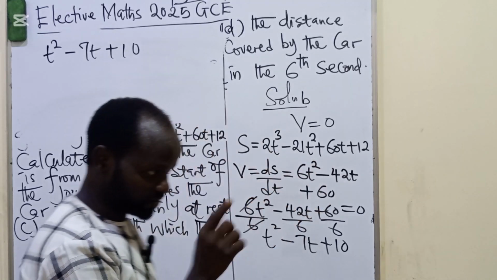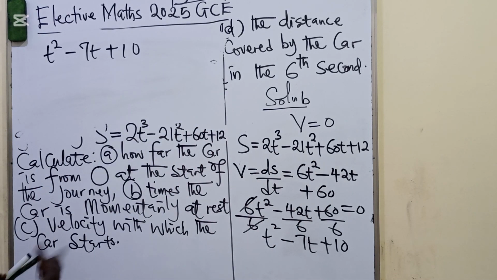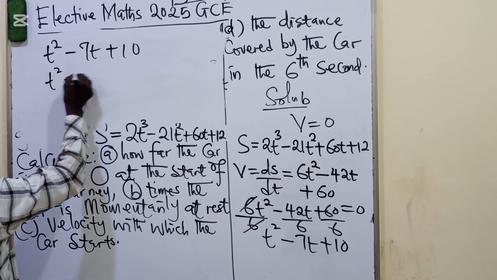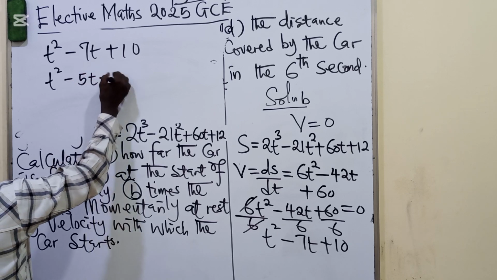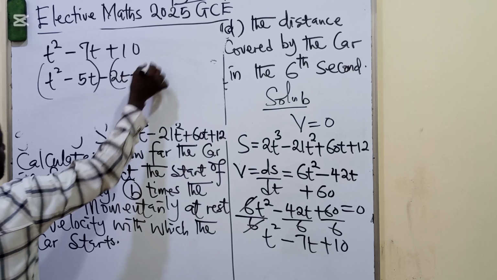Check the middle term is negative. The last term is positive, meaning the two factors have to be negative, and it's nothing but minus 5 and minus 2. So this will be t squared minus 5t minus 2t plus 10. We can group this and factor out.